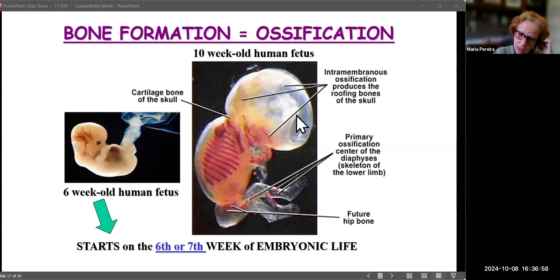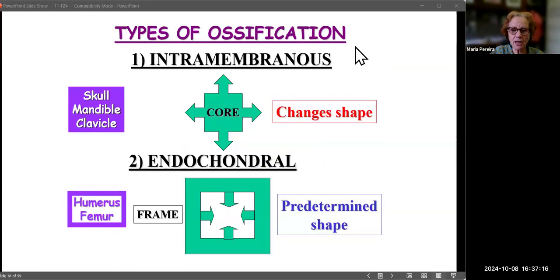See, this is a 10-week-old human fetus, and ossification has already started. Ways in which the ossification can occur: there are two types of ossification, the intramembranous ossification and the endochondral ossification. They're very different, and they lead to bones with very different shapes.